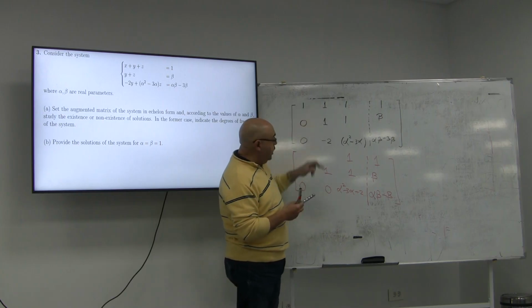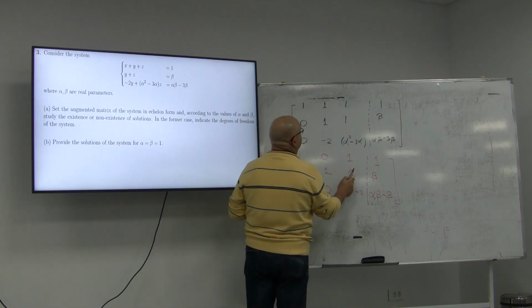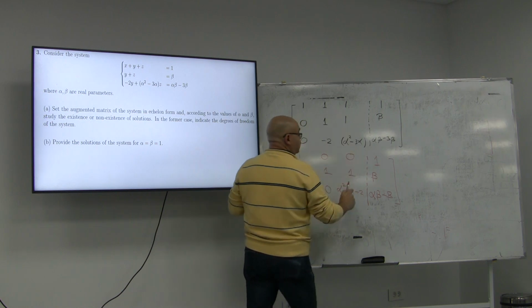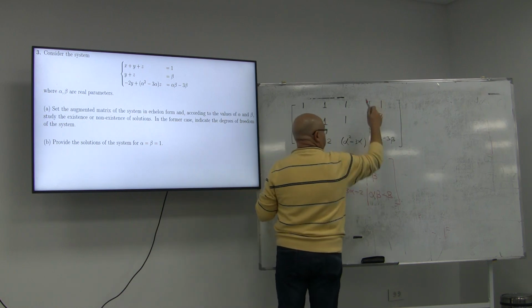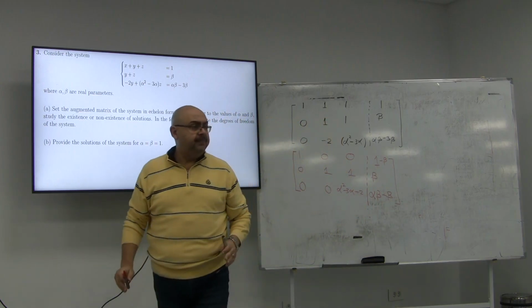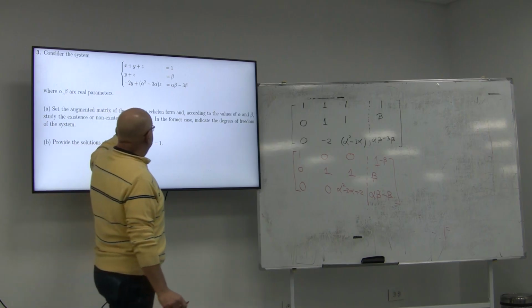Minus 1 plus 1, so the result will be 0. Minus 1 plus 1, so the result also will be 0. Minus beta plus 1, so the result will be 1 minus beta. So, and stop. بيقول set the augmented matrix of the system.